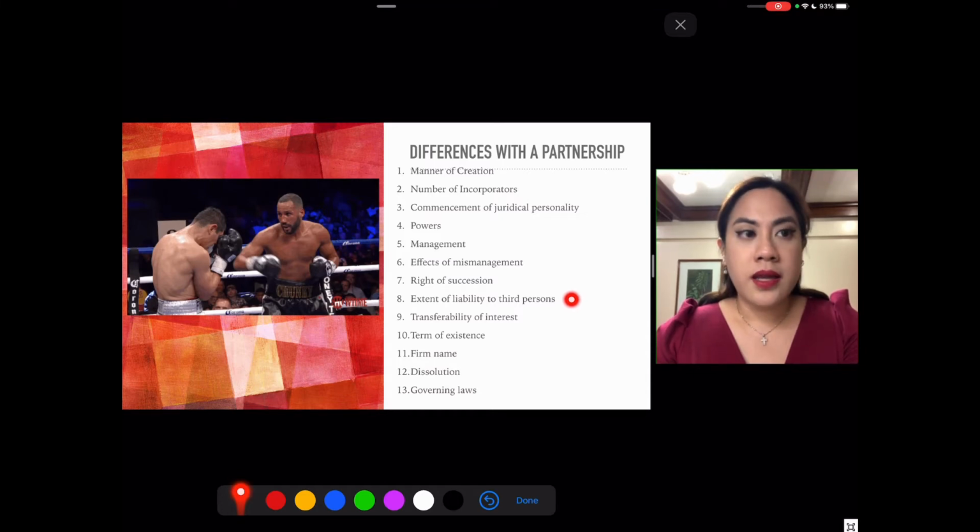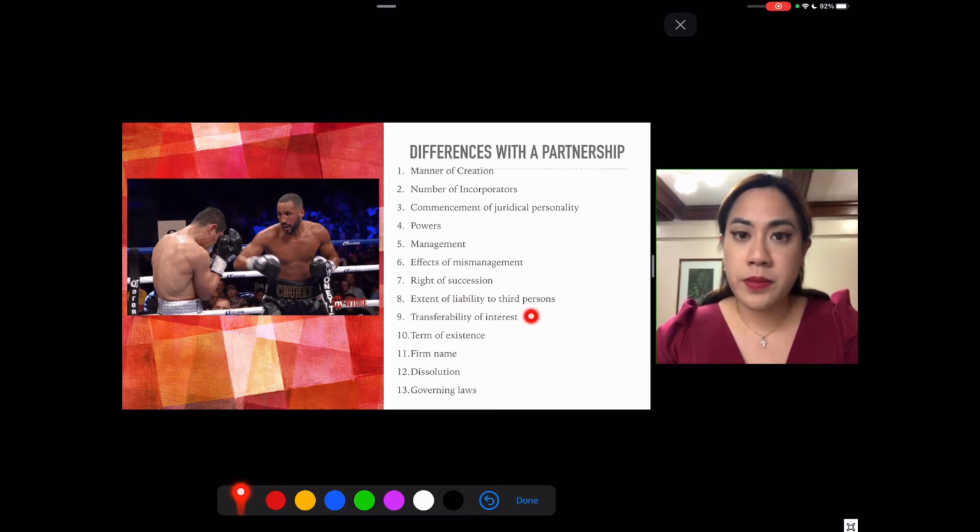Number 8, the extent of liability to third persons. In a partnership, partners, except limited partners, are personally and subsidiarily liable. In fact, there are times that they are actually solidarily liable, meaning you don't have to wait for partnership assets to be exhausted. Whereas in a corporation, stockholders are liable only to the extent of their investments, as represented by the shares they subscribe to.